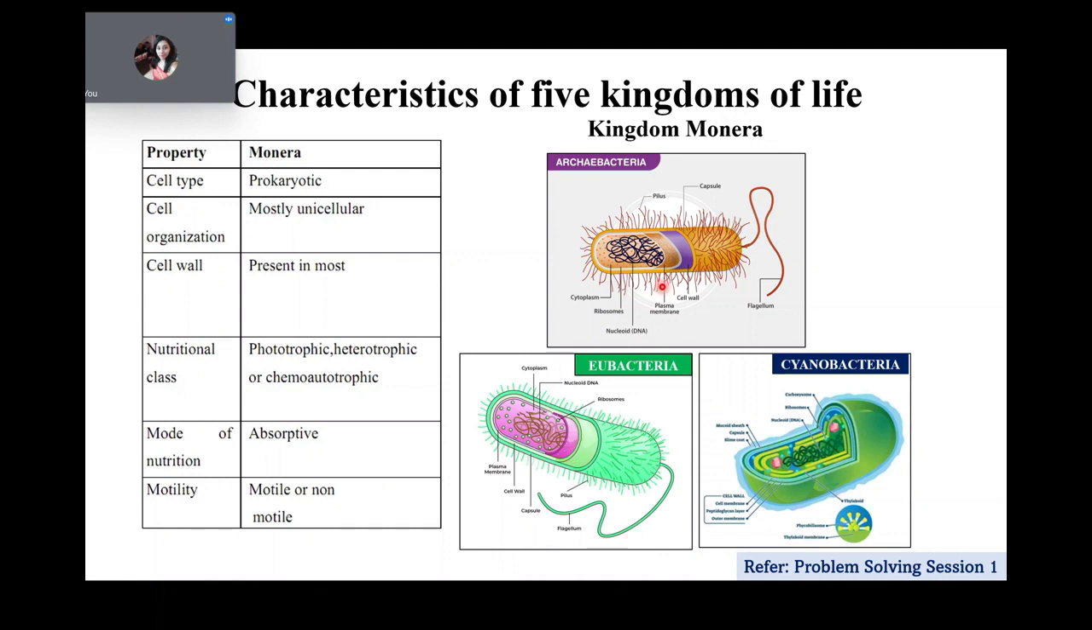And the last is cyanobacteria. And as you can see from the name, they are also blue green bacteria. They're also called blue green bacteria because they have chlorophyll, which they use for the synthesis of food. So they're also phototrophic in nature.